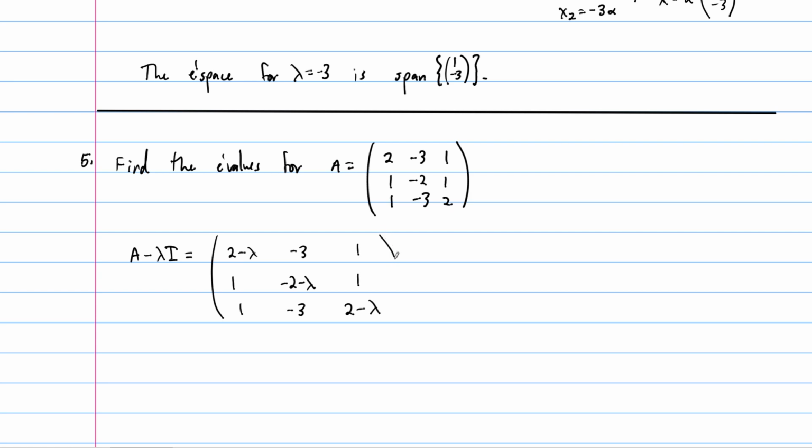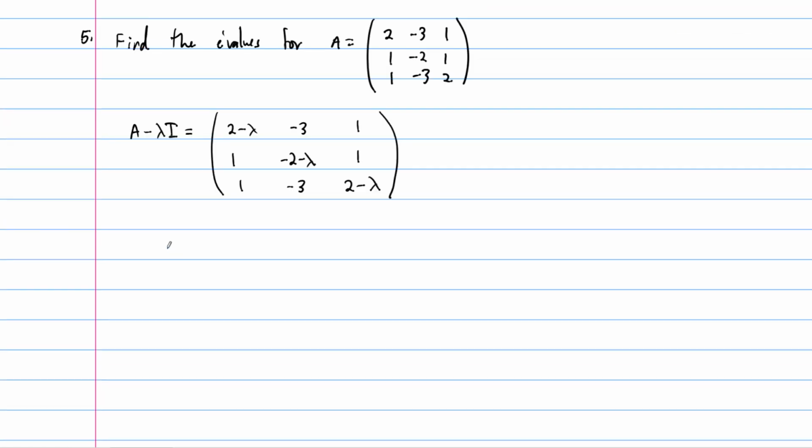And then we need to compute its determinant, so the determinant of A minus lambda I. Remember, this is what's called the characteristic polynomial. This determinant of A minus lambda I is a polynomial function in lambda, and I'm just going to do my little cheat sheet method here to compute this determinant.